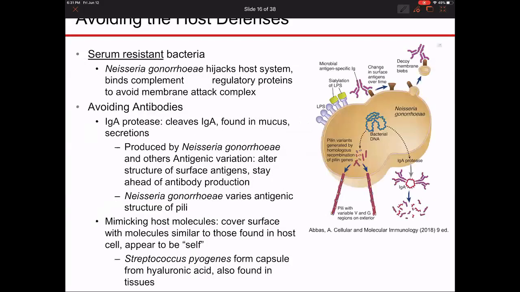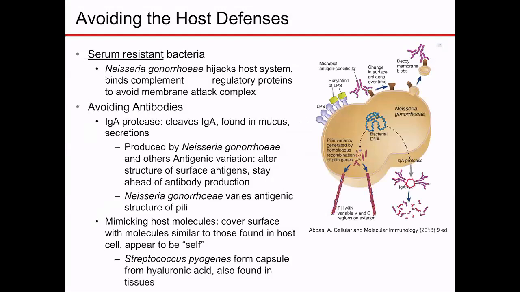Now let's look at these very interesting bacteria. Here we're talking about Neisseria gonorrhoeae. This is the bacteria that produces the disease that we call gonorrhea, right? Usually a sexually transmitted infection. However, this is a bacteria that is able to colonize and infect many different epithelia. There could be infection in the eye, in the throat, in the genital tract, the anal area.